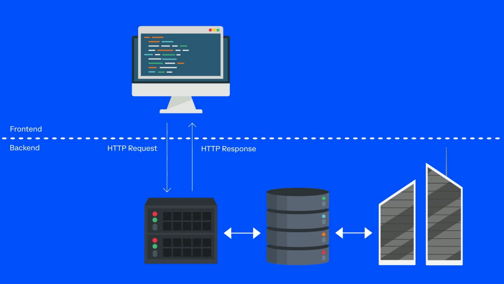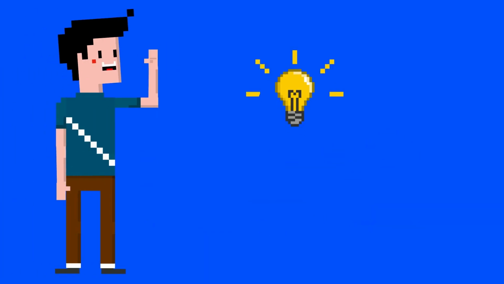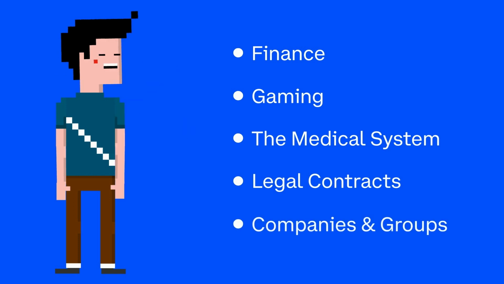Now let's compare this architecture of a Web 2 app to that of a Web 3 dApp, or decentralized application. In Web 3, we have a similar front end structure, but instead of a back end, which would possibly be hosted by a large centralized organization, our front end connects to a blockchain provider. A blockchain provider exposes an API that allows us to connect to a node on the Ethereum blockchain. Thanks to the Ethereum blockchain, data is not stored on a centralized server, but is instead stored on the Ethereum network. This new way of developing applications is changing the way we think about finance, gaming, the medical system, legal contracts, and even the way we organize companies and groups.